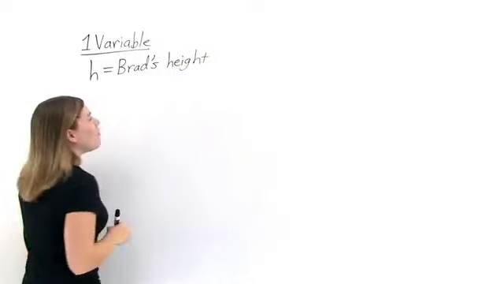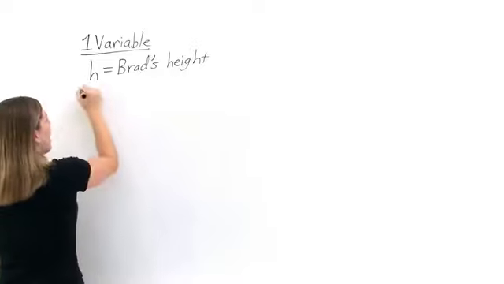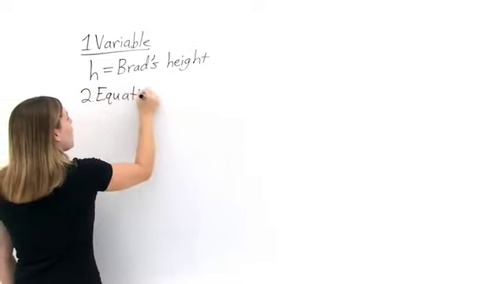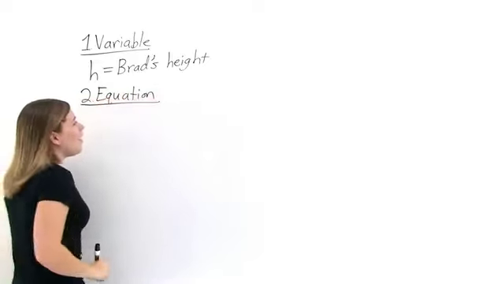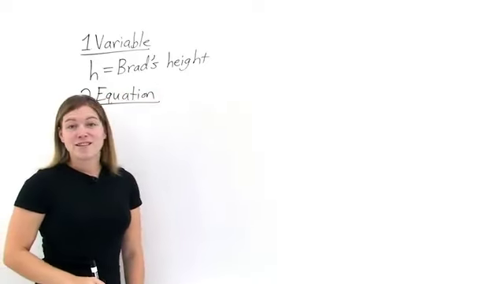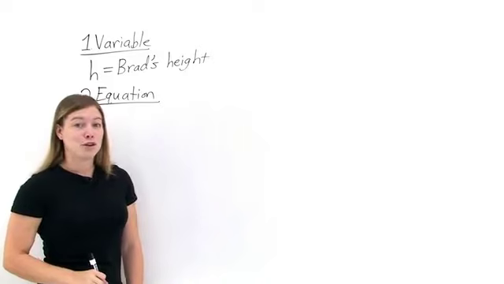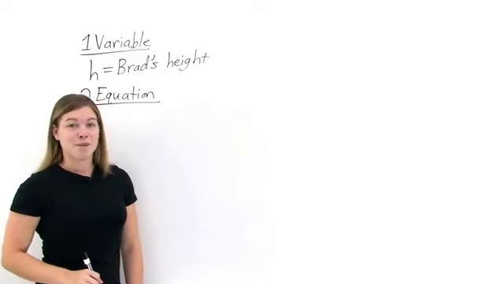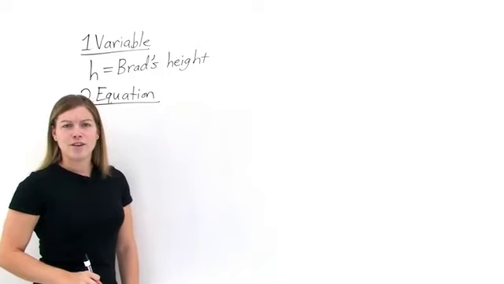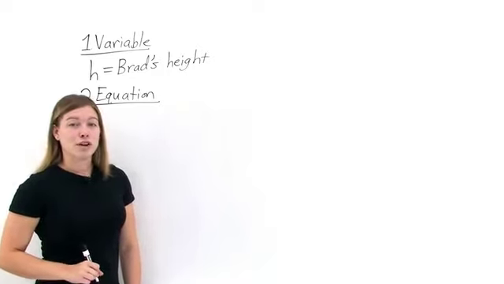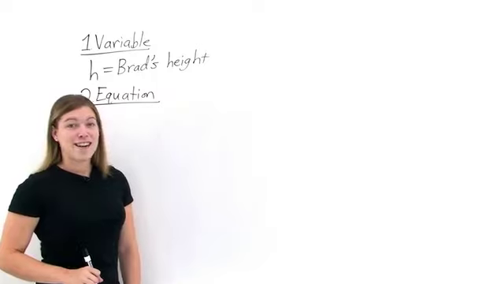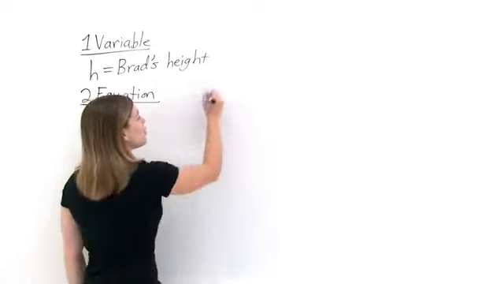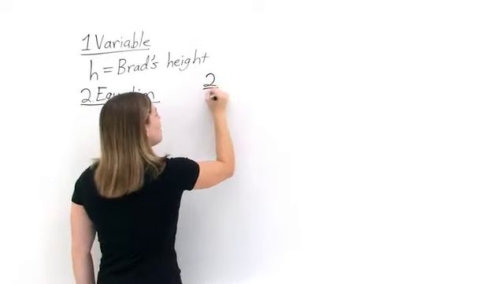Now, our second step is to look back at our problem and see if we can find an equation that includes h. That way we can solve for it. If we look back at our problem, it says that 2 years ago, Brad was 2/3 as tall as he is now, and that he was 5.5 feet tall at the time. 2/3 as tall as he is now. That means he was 2/3 times his current height, and his current height is h. So we need to take 2/3 times h.